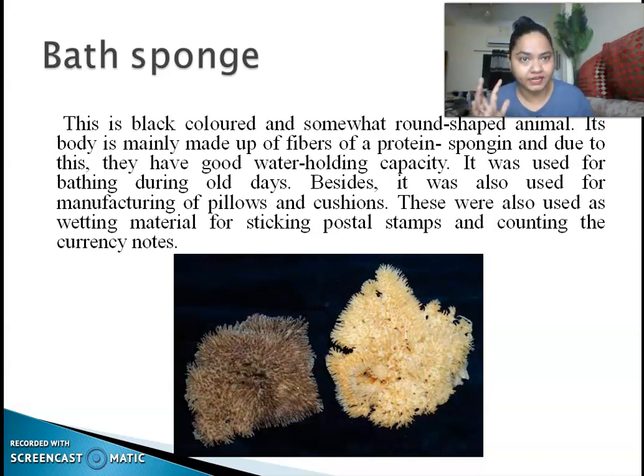Therefore, in olden days, they were used to have a bath with. Besides this, they were also used in manufacturing pillows and cushions. These were also used as wetting materials to stick postal stamps and to count currency notes. So this brings us to the end of the module.